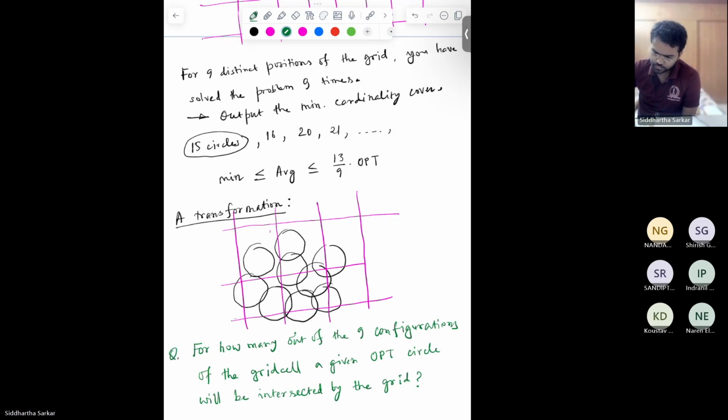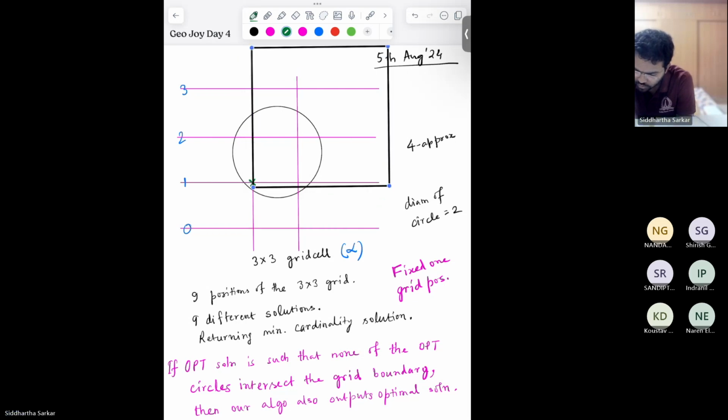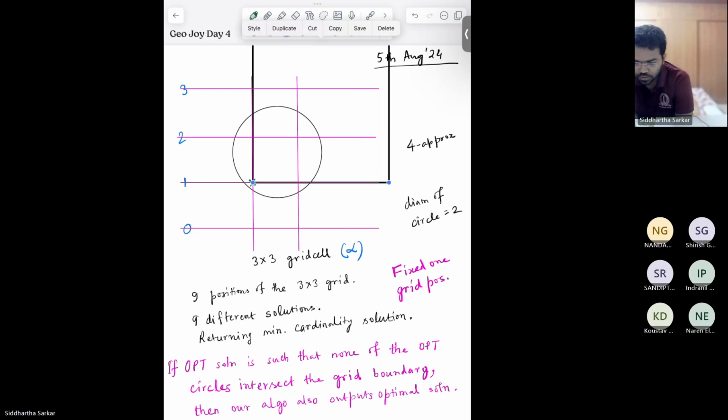Now look at this picture. So this is my picture. I have drawn a 3x3 grid cell, and this is a circle which has radius 1. Now, if this is the position of the grid cell, then the circle is not intersected by the grid boundary. But if there is a shift to this position, so this guy moves here, then the circle is intersected. Yes, that makes sense.